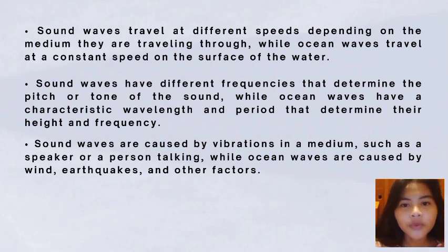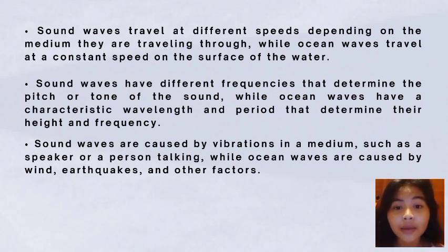Sound waves travel at different speeds depending on the medium they are traveling through, while ocean waves travel at a constant speed on the surface of the water. So this is the third difference between sound waves and ocean waves. It is because sound waves can travel not only through the air, but also through solids and liquids.